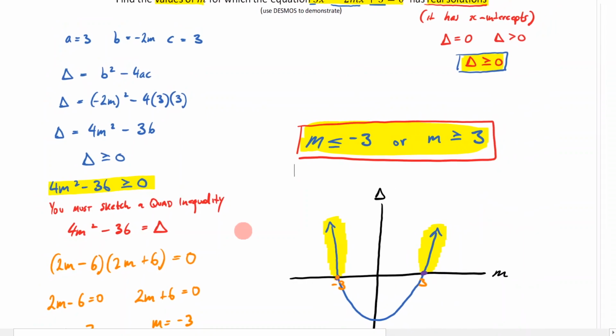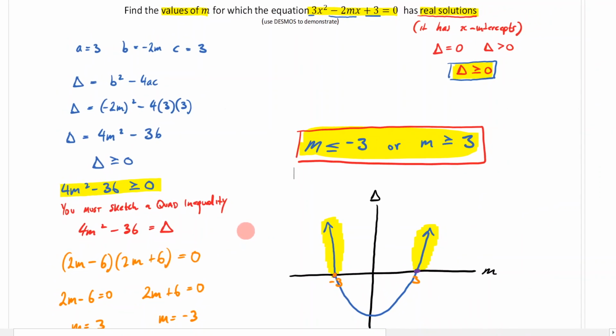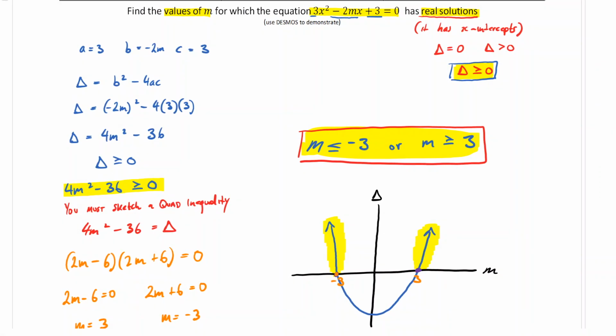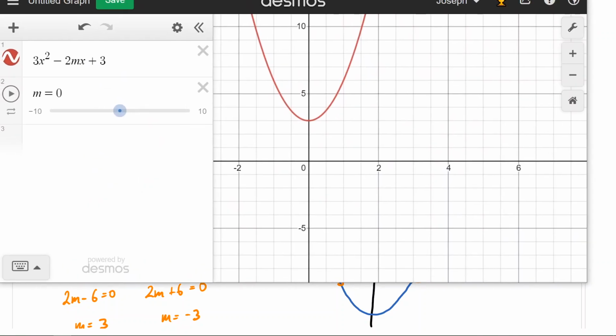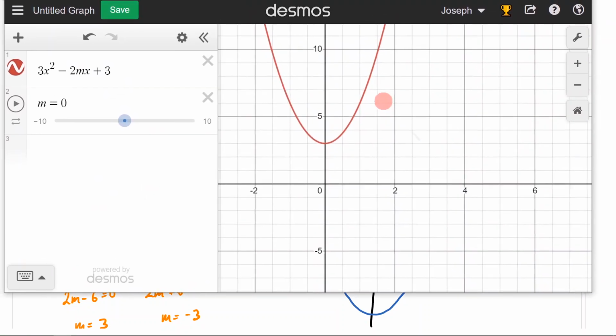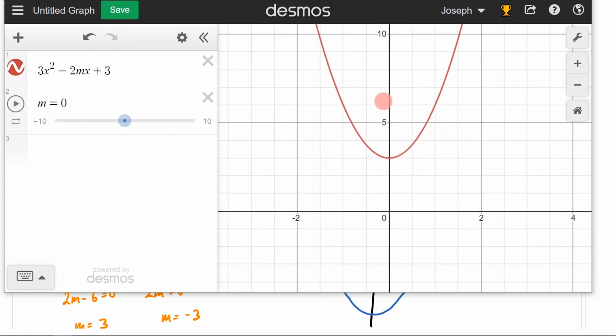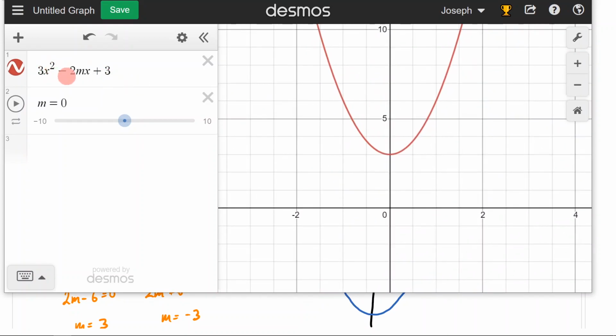If we're kind of still struggling to understand what this exactly means, what we can do here is use Desmos to help us demonstrate what's going on. So let me bring up Desmos, and what I'm going to do is sketch this formula, this equation. Here it is. Let's move this over here. There it is right there. So 3x squared minus 2mx plus 3. That's what we're dealing with.